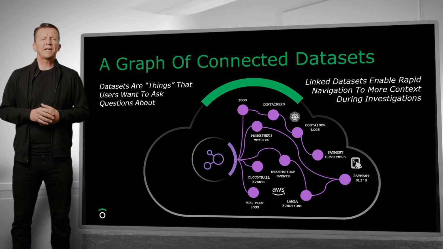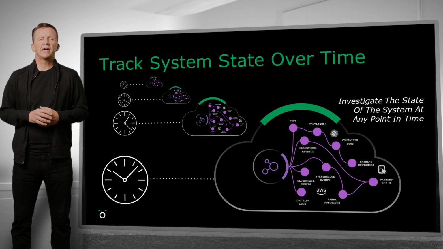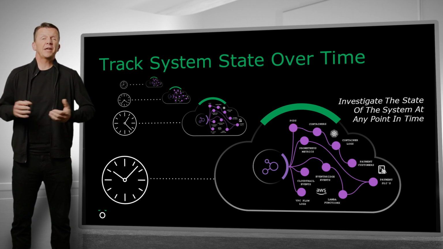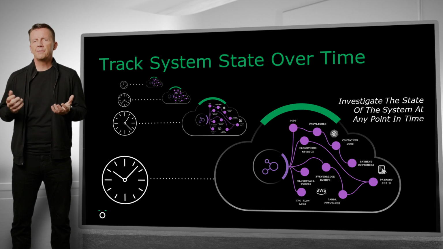Because datasets represent real things, we can track how the state of those things are changing over time. This is important because modern systems are ephemeral. They're constantly changing. And so it's essential to be able to reconstitute the state of the system at any point in time.